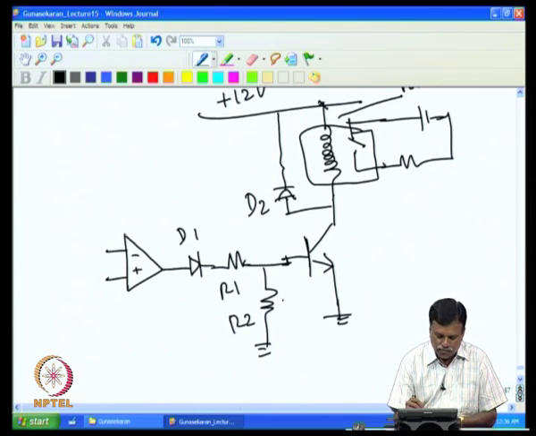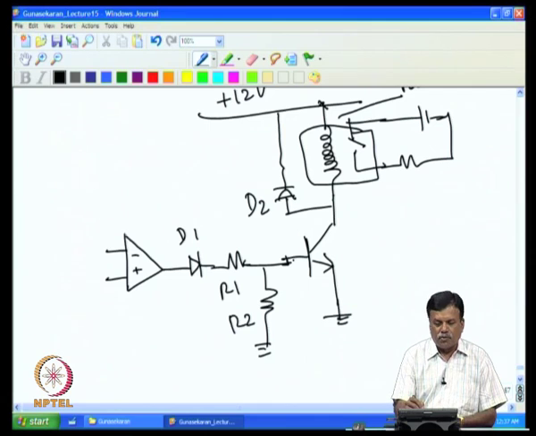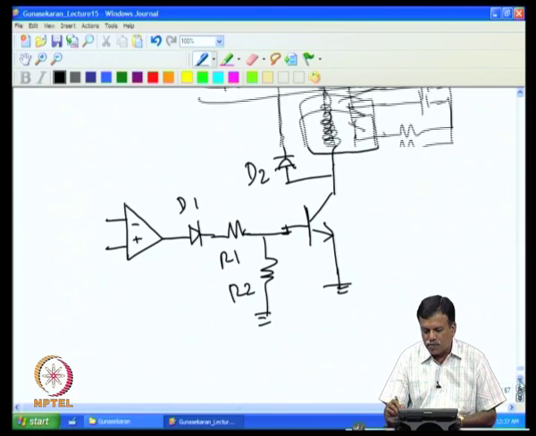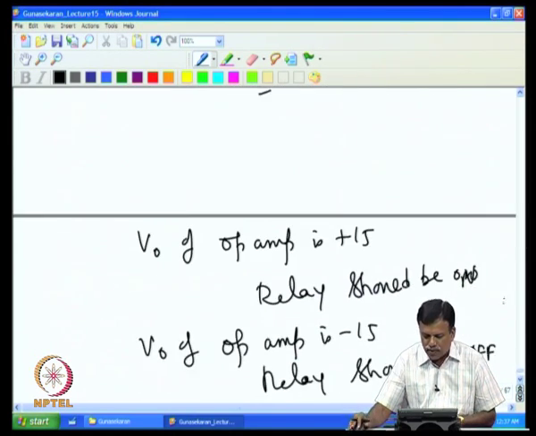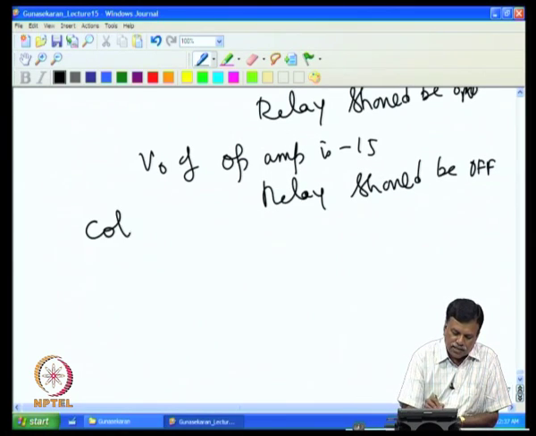So, we have to decide basically R1 and R2. Now for this, we should know what is the current that the base is taking. So we should decide on the base current. Now to decide the base current, I should know the collector current. So without worrying about temperature, I will first fix what is the collector current required. So we have to find the collector current of the transistor.